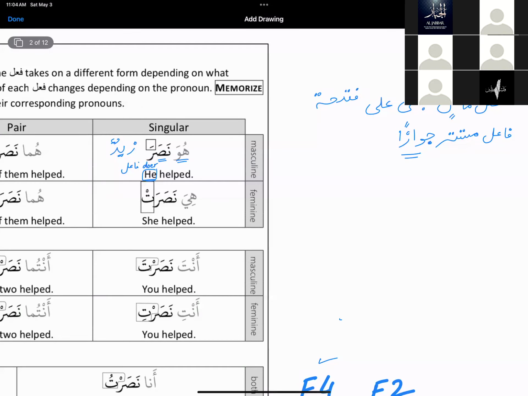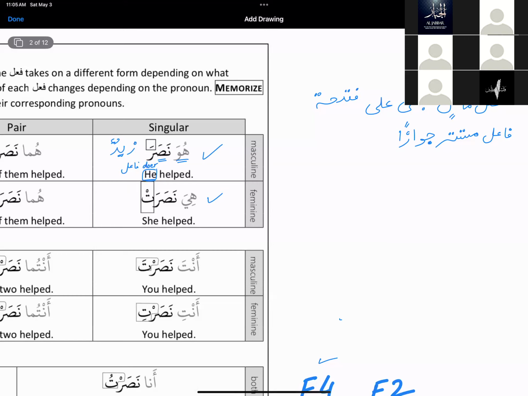So fail mustatir jawazan. What is the meaning of jawazan, sister? For a reason. Give me a jawaz for that. We use this in Urdu also, when we ask what is your jawaz, what is your reasoning. So jawazan means for a reason. So if the fail is mustatir for a reason, what is the reason? That it can have an outside doer. So that's why for huwa and hiya, we always say the fail is mustatir and it is jawazan. Why? Because huwa and hiya can have an outside doer. Clear? Make sense? Okay.